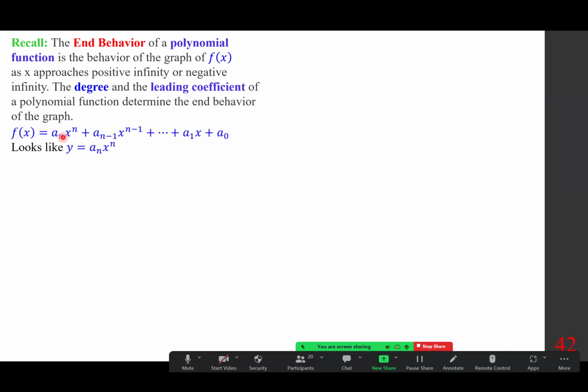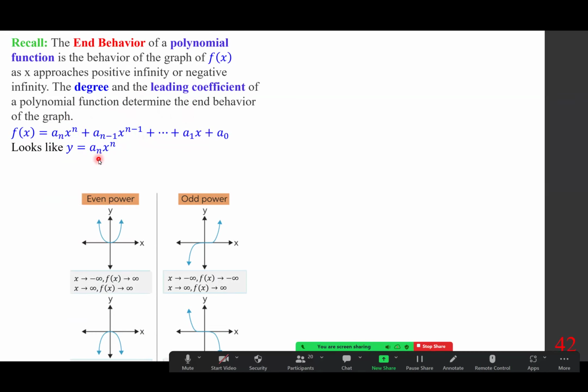A polynomial is in the form f of x equals a sub n x to the power of n plus a sub n minus 1 x to the power of n minus 1, all the way to a sub 0. This is called the leading term. So ultimately, it will look like the leading term, a sub n x to the power of n.